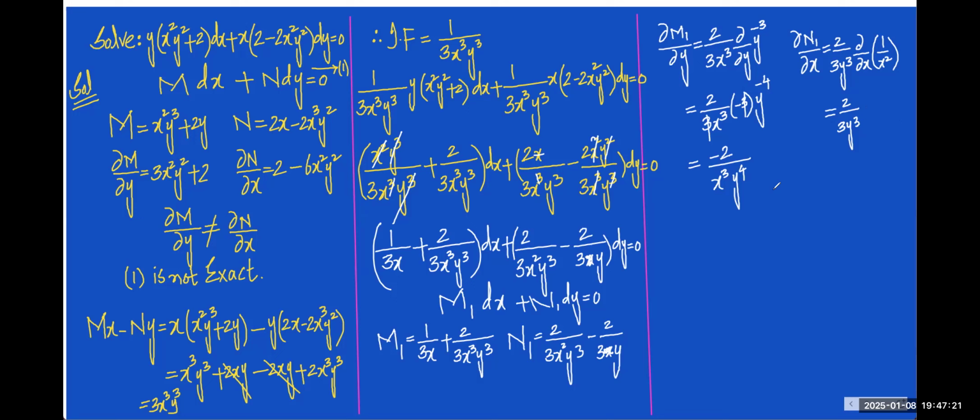That means 2 cancels, 2x, so 2y, 3y cube outside. 1 by x square, derivative of x square is 2 by x cube. 2 by 3y cube. Derivative of minus 1 by x square is minus 2 by x cube. Again, I don't understand. Then where is the mistake? 2 by 3 x square.